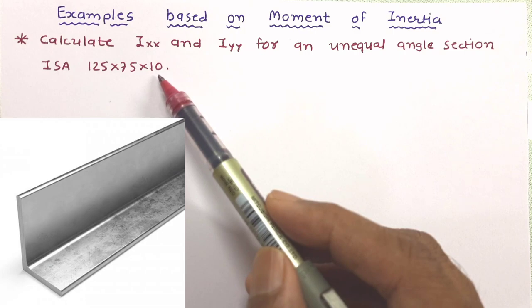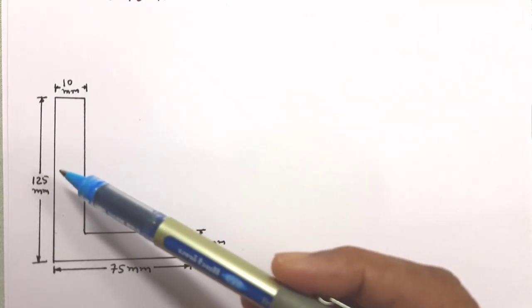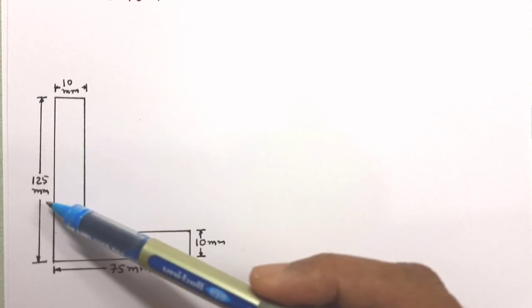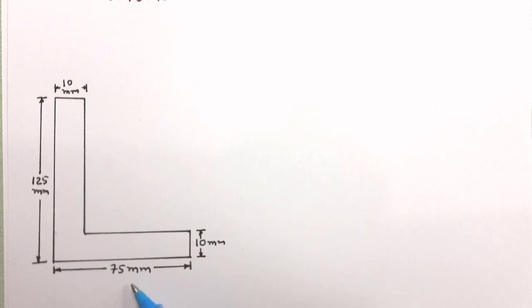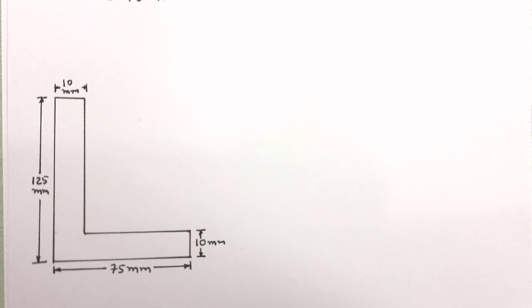So let us draw the figure first. So this is the angle section which is having length of longer leg 125 mm, shorter leg 75 mm and thickness of both leg 10 mm. Now first step is to decide the axis of symmetry. Here this section is not symmetrical, so axis of symmetry will not be available and X bar and Y bar both need to work out.